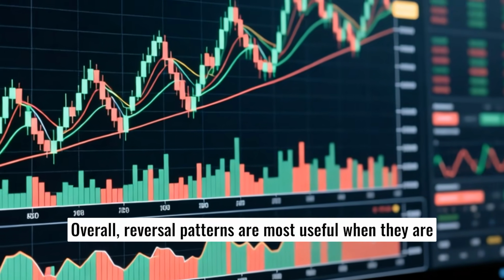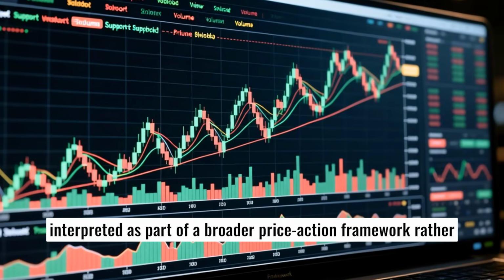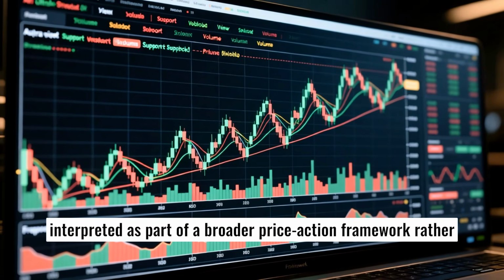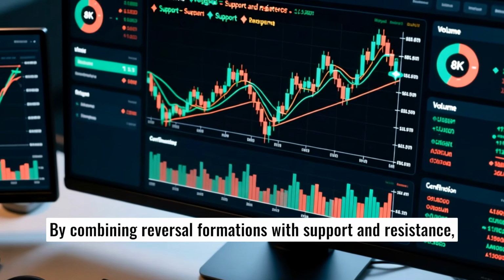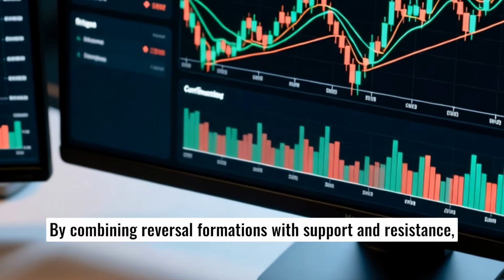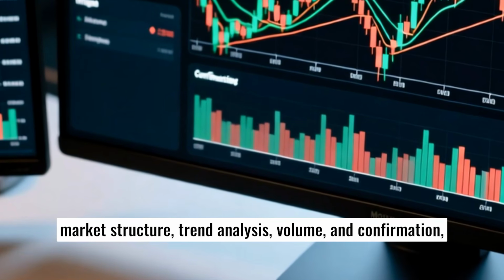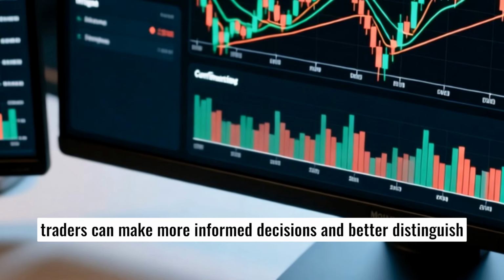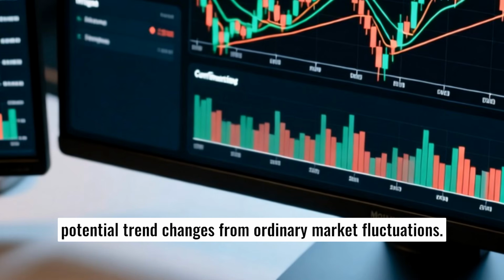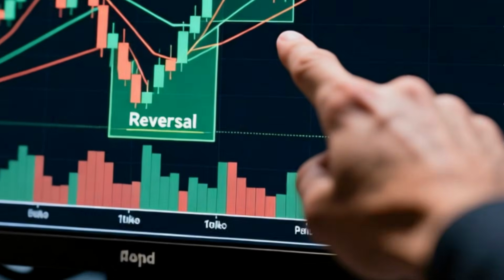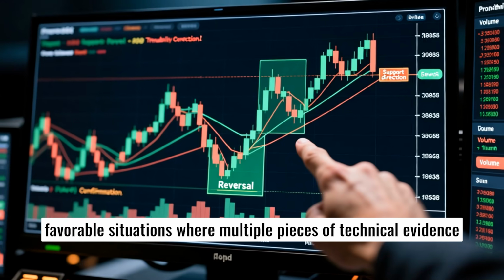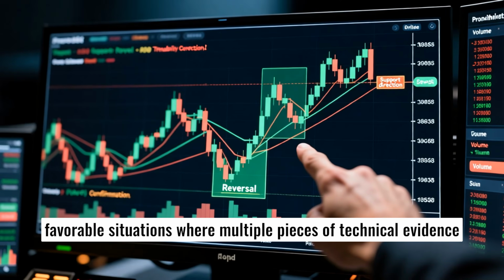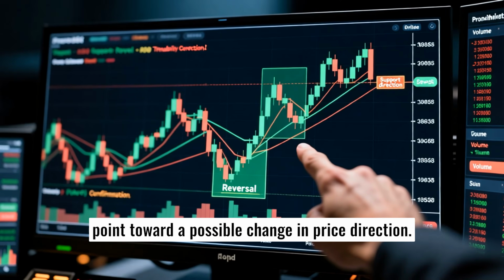Overall, reversal patterns are most useful when they are interpreted as part of a broader price action framework rather than as isolated signals. By combining reversal formations with support and resistance, market structure, trend analysis, volume, and confirmation, traders can make more informed decisions and better distinguish potential trend changes from ordinary market fluctuations. The goal is not to predict every reversal perfectly, but to identify favorable situations where multiple pieces of technical evidence point toward a possible change in price direction.